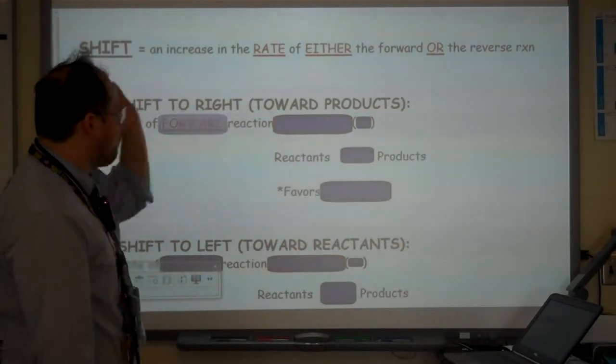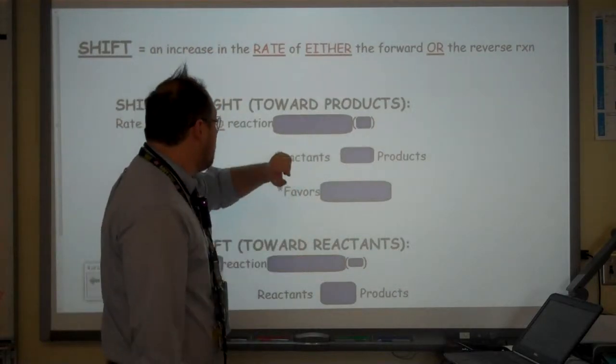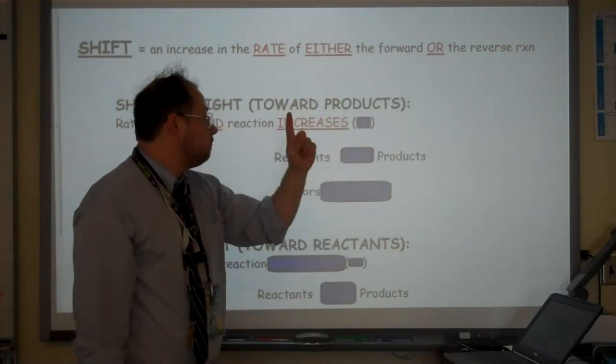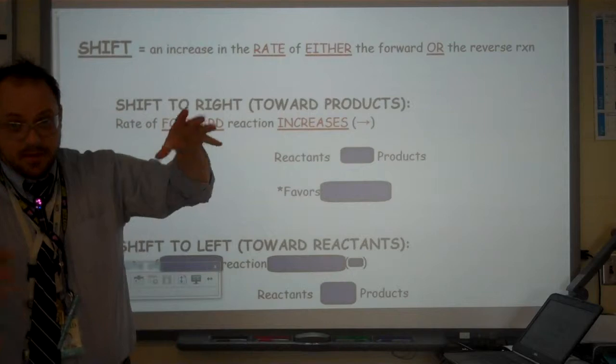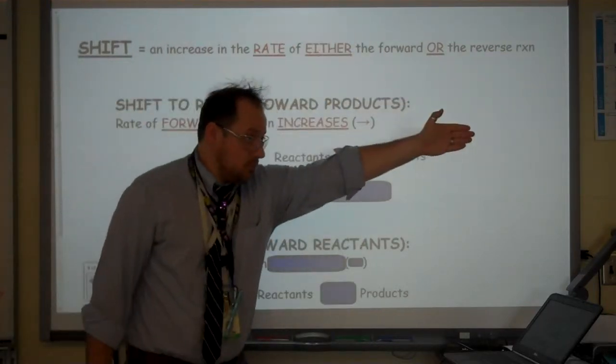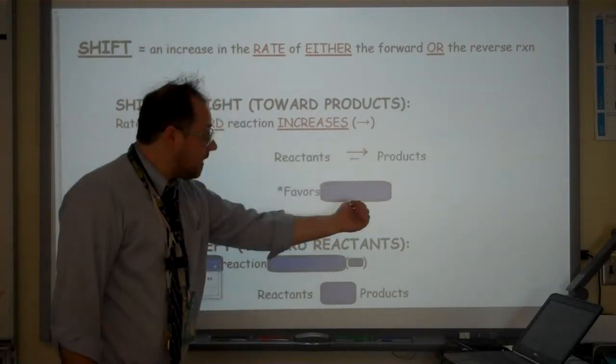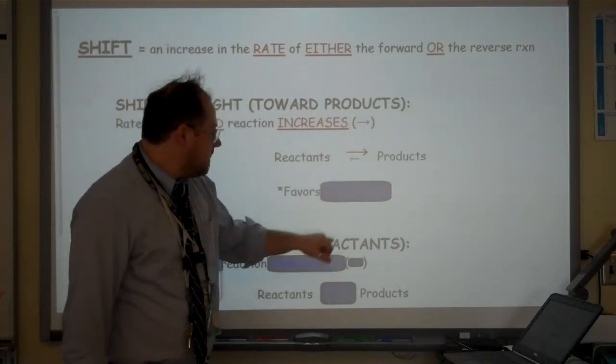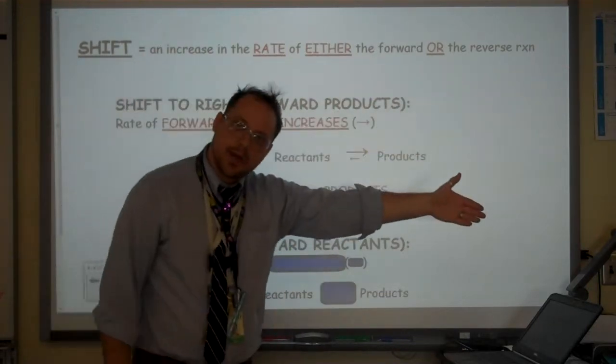The rate of the forward reaction increases or goes up. The forward arrow gets bigger. Reactants go to products faster. Products come to reactants a little bit slower. This favors the product side of the reaction.